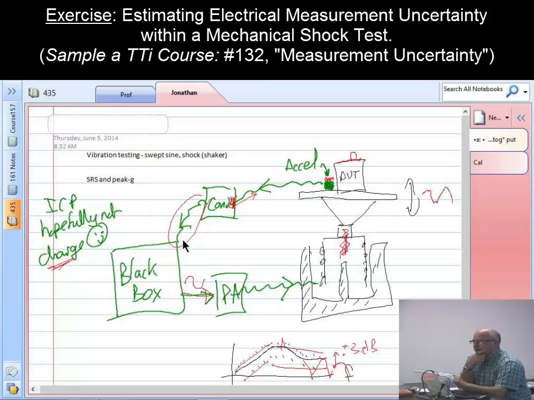If you have ICP accelerometers, there's a good chance, but not guaranteed, that you have the signal conditioning inside the black box, and then you select ICP as part of your setup. In that case, you don't have this box here, and the cabling that goes from the black box to the accelerometer is essentially carrying current and voltage, not charge. And it is relatively insensitive to electronic noise.